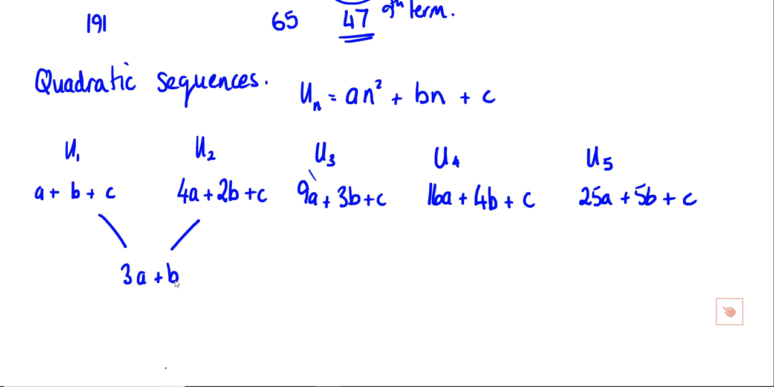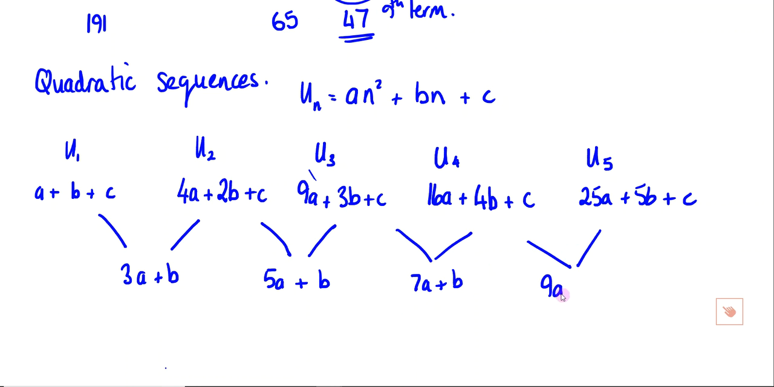What do you notice has disappeared? The c. The next one is going to be 5a plus b. The next one is 7a plus b, and the next one is 9a plus b. But we still have a changing number here because I've got a's and b's and different numbers of a's. So it's still not going to be a common difference.